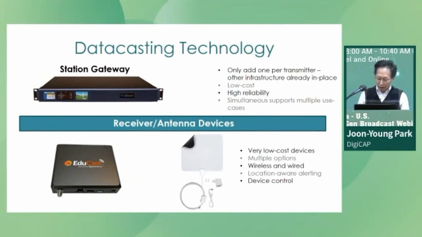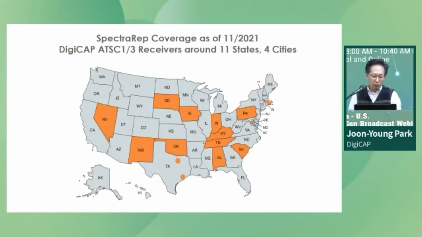Throughout the US, we have been working with Spectral Lab. Spectral Lab did a very good job of convincing the state governments. Now we have around 11 states and 4 cities. Especially in Washington, DC, we have also been collaborating with Sinclair's WIAV. Right now, the education stream is on the air through ATSC 3.